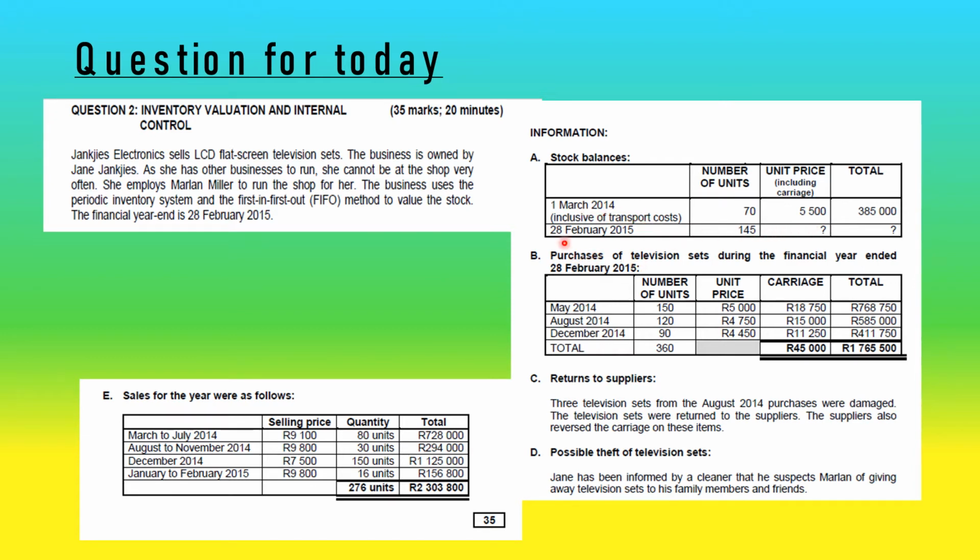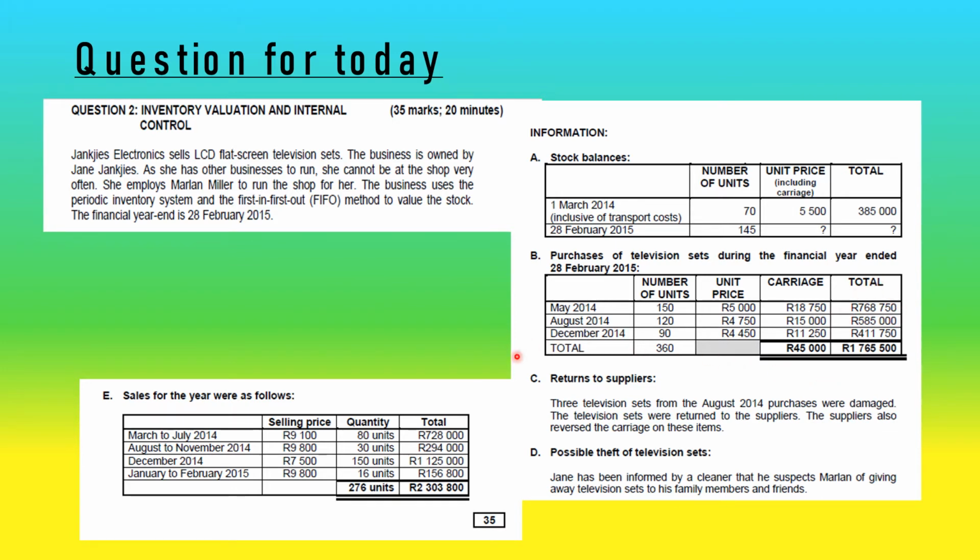You can also see 28 February 2015. You've got your closing number of stock, but you don't have the value of the stock, right? So you don't know what it's worth. And that is probably going to be one of your potential questions in the exams: how to calculate closing inventory. Okay, we've also got some more information regarding the purchases. It's very important to know what you've purchased and what price you've purchased at for FIFO so that you know how to value your inventory.